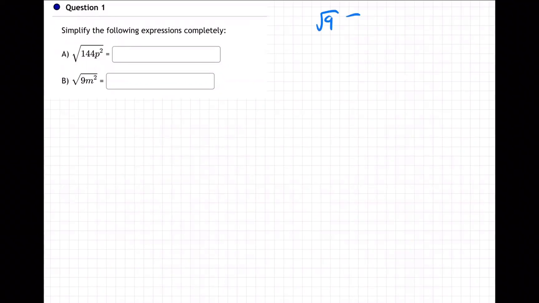What's the square root of 9? How about we start there? You guys give me some feedback. What's the square root of 9? 3. And it's 3. Well said.